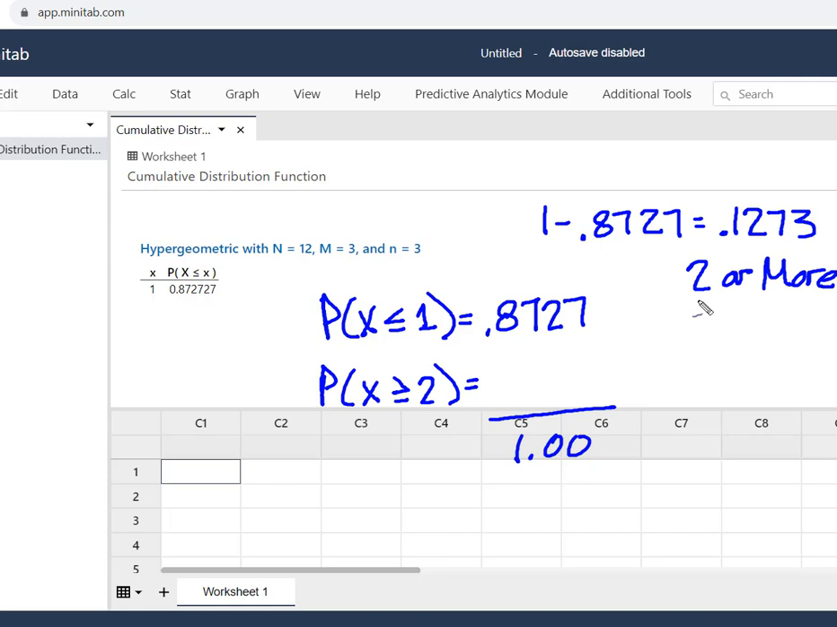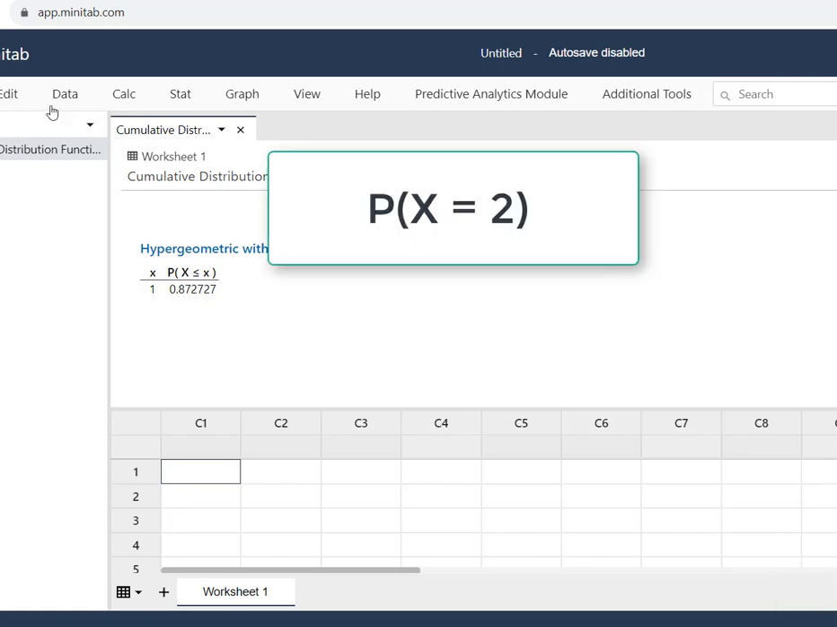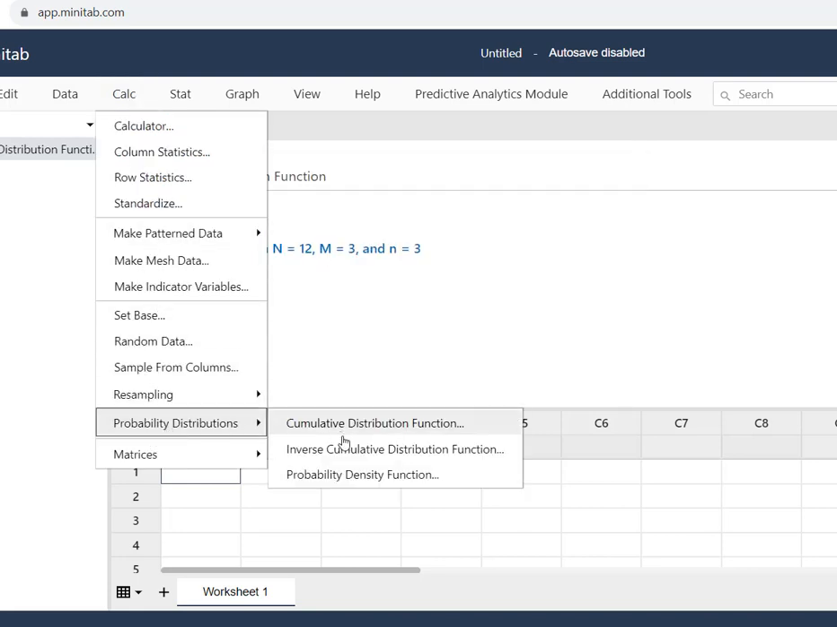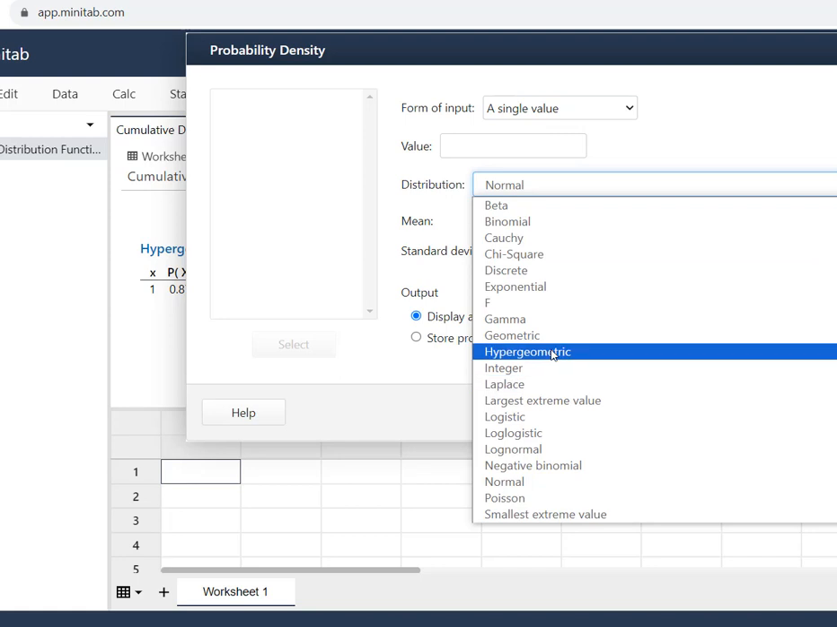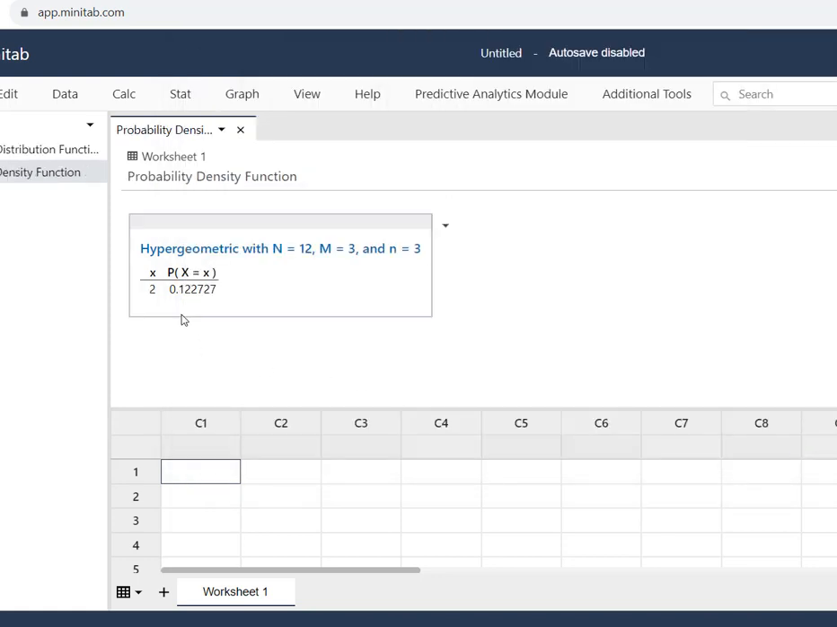And I used the cumulative function because I was looking for more than 1. Let's say I wanted to know the probability of exactly 2. I would come up to Calc. I'd go to my probability distribution. And this time I would select the probability density function. I'd select hypergeometric. My value is exactly 2 out of my population of 12, where there were 3 successes or event count, the 3 females, and my sample size was 3. And that's going to give me the probability of 0.1227, and that's the probability of exactly 2.